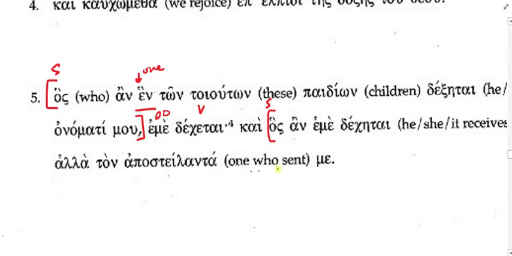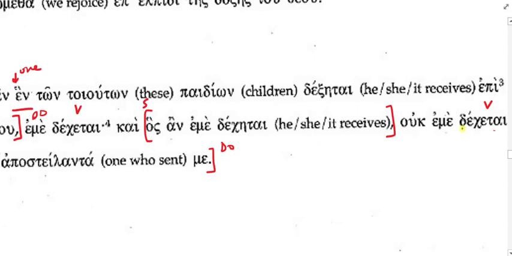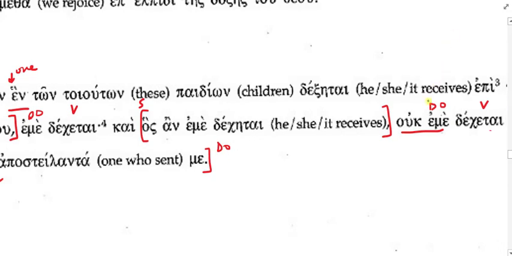Yeah, the one who sent me. Okay? So this whole thing is functioning as a noun, and it's a direct object that is contrastive with ukame, which is a direct object. So it receives not me as the direct object, but the one who sent me as the direct object. That's why this is accusative case, right? And that's why MA is in the accusative case.